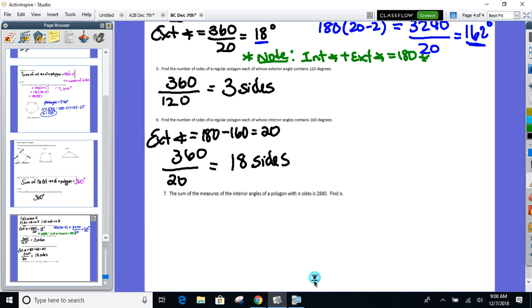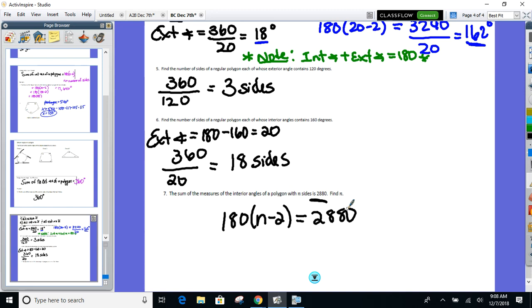All right, let's go back up here. 2,880, that's the sum of the interior angles. Haven't I given you a formula already today on where that number came from? What's that formula I had given you? 180 times (n minus 2). And that should be equal to now 2,880. Two different ways you can solve this. I'll show you both because you are in honors.